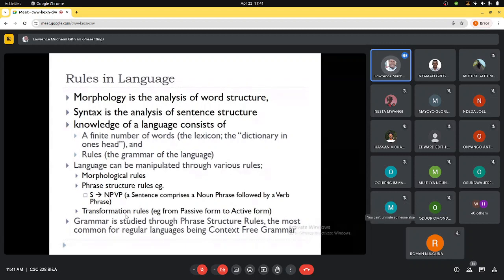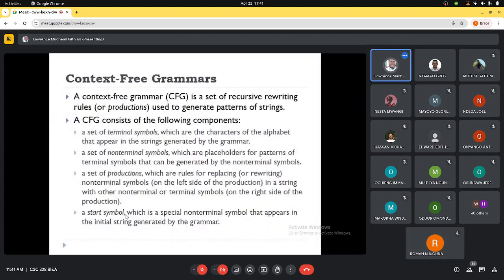The only trouble with the context-free grammar is that they do not give you the meaning. So you need to add that extra level of the meaning.